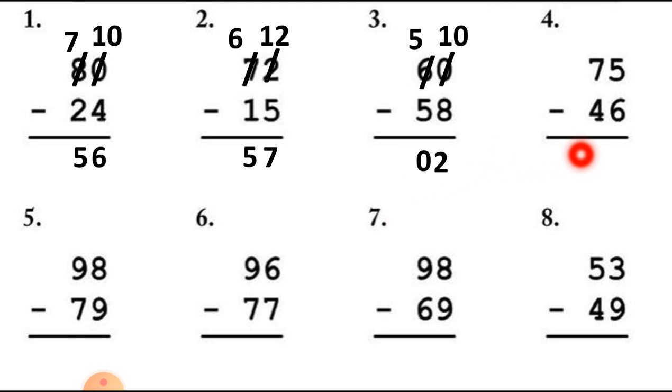Let's move to the sum number 4. Please students, write with me. Sum number 4, 75 minus 46. Please write down this. 75 minus 46. Let's check the ones column now, which is 5 and 6. You can see here 5 is a small number and 6 is a big number. So we can't take away 6 number from the 5.